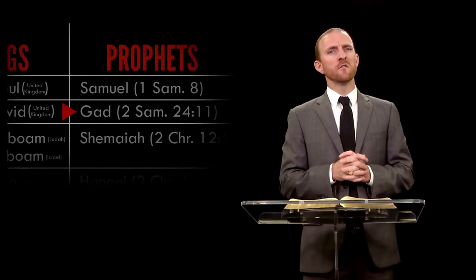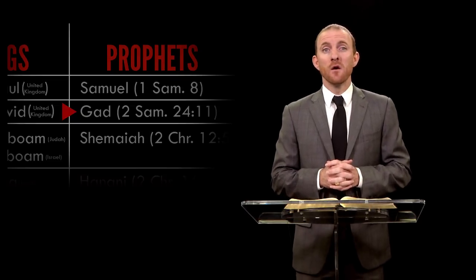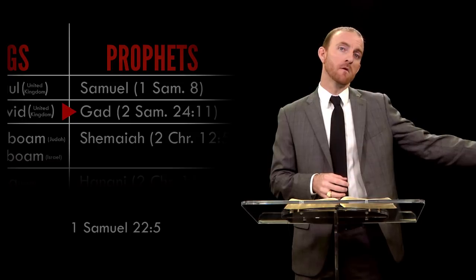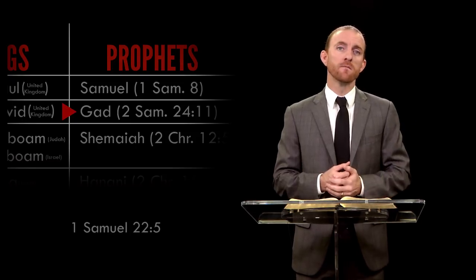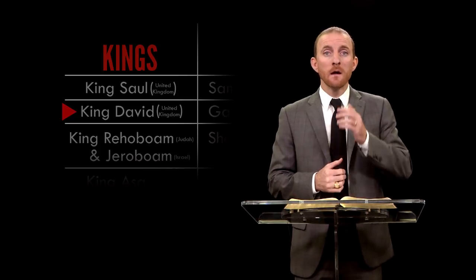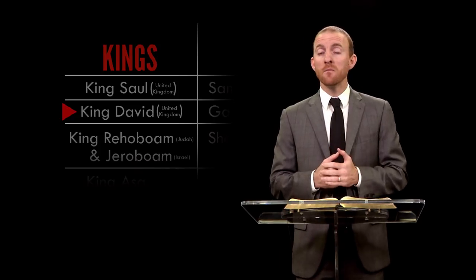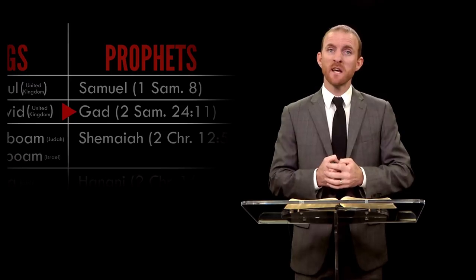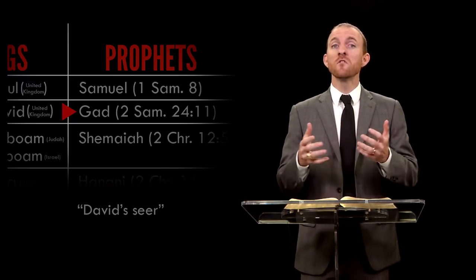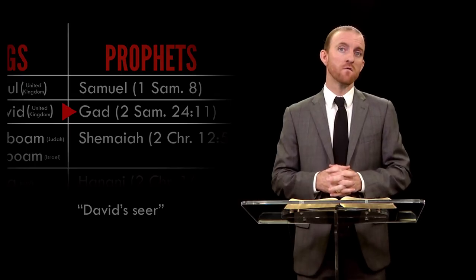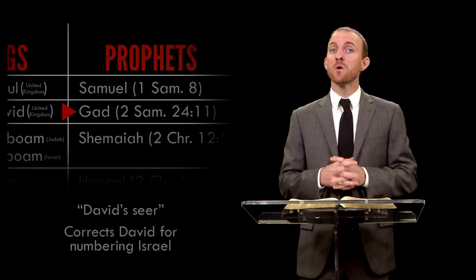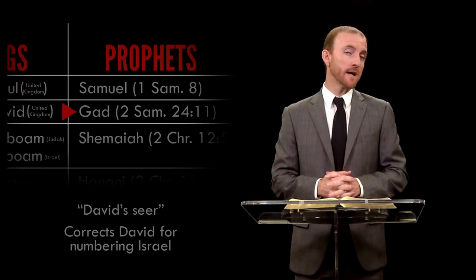Our next prophet is a man named Gad. Though he would begin his work before Samuel died, 1 Samuel 22 and verse 5, we're going to put his work under the reign of David. He will work with David fairly deep into David's reign, found in 2 Samuel 24. He is called David's seer in 2 Samuel 24 and verse 11, and is the one who corrects David for numbering Israel when God did not ask him to.